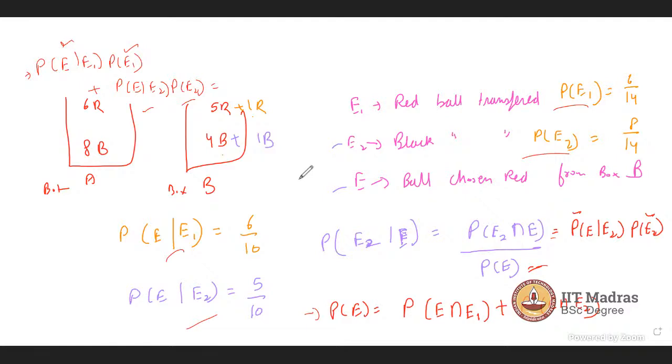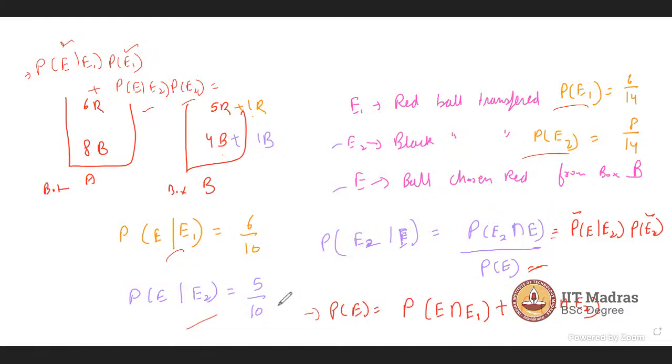6 by 10. If a red ball is transferred from box A to B, then I will have 6 red and 4 black in box B. So in choosing a red ball, we have 6 out of 10 probability, right? That is P of E, the probability of E, ball chosen red from B.